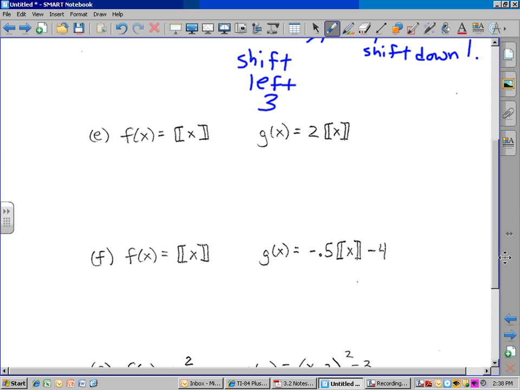Okay, here we have the multiplication on the outside. Multiplication on the outside, any time it's outside it affects the vertical, what you see is what you get. So we're going to expand vertically by 2, by a factor of 2. So it's going to get twice as big.